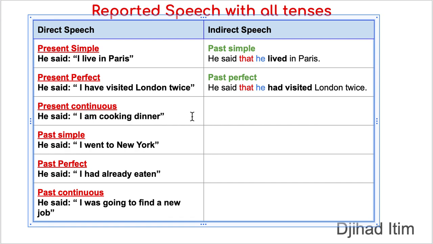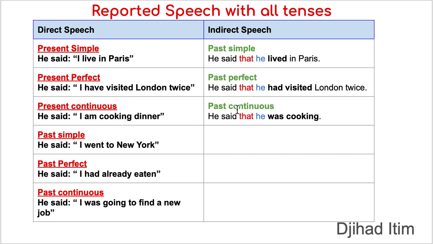So here, what can we say from present continuous to past continuous? The rule of the past continuous is was or were, of course, the auxiliary to be in the past simple, plus the verb plus ing. So was or were plus the verb plus ing. So from present continuous to past continuous, and remember the rules.